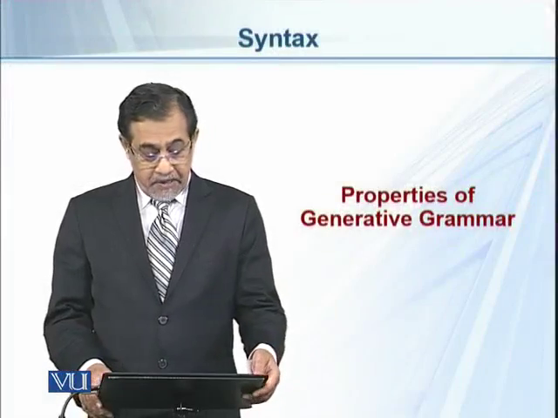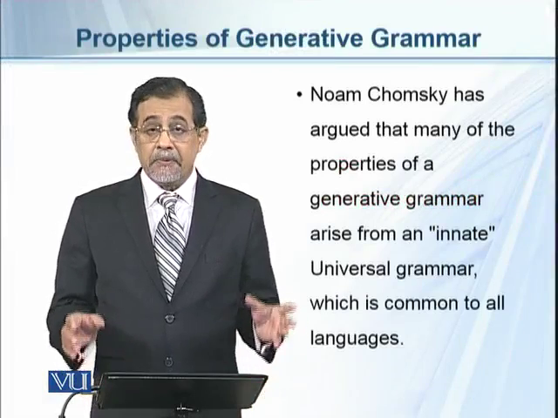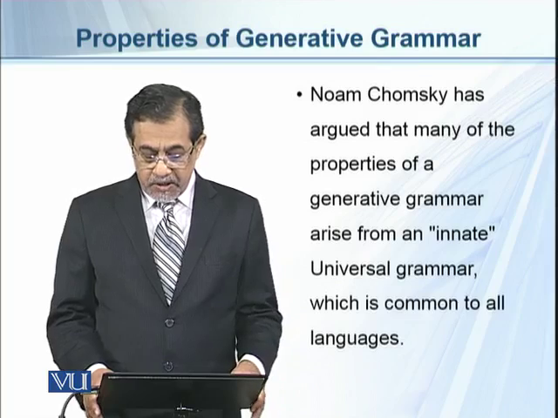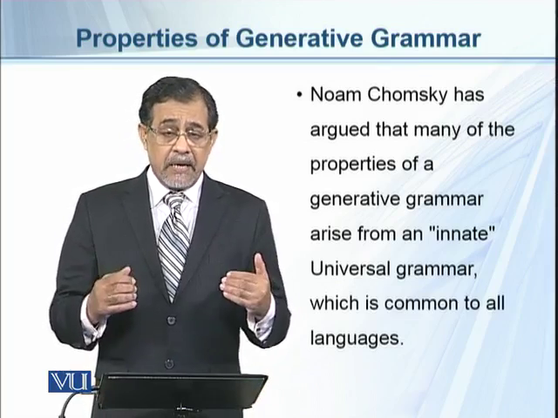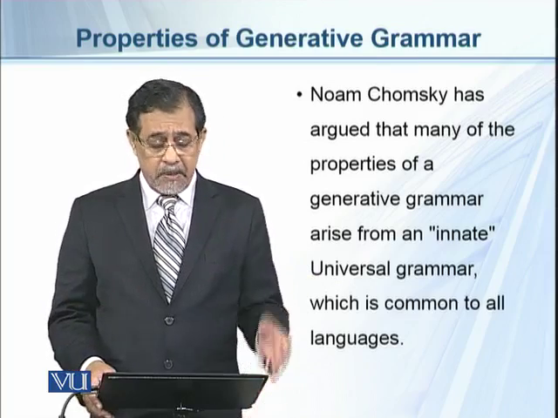Properties of generative grammar. Chomsky has argued that many of the properties of generative grammar arise from an innate universal grammar. Innate universal grammar, the grammar that is in our mind, we are hardwired with, right? And that is common to all people in the world.